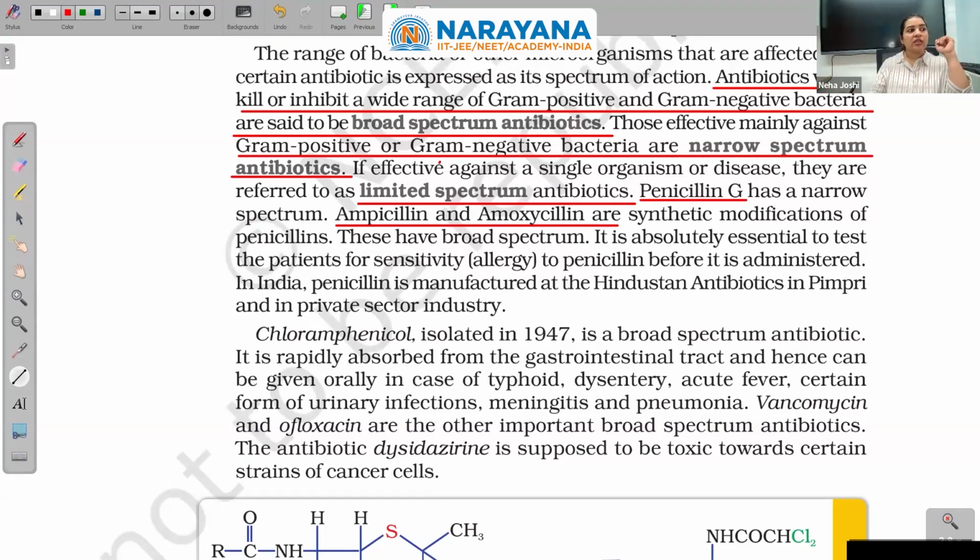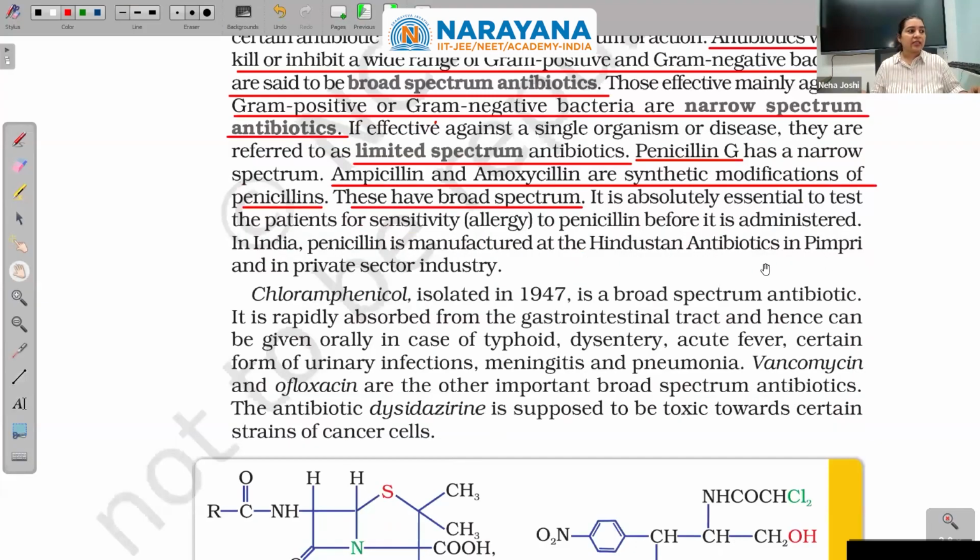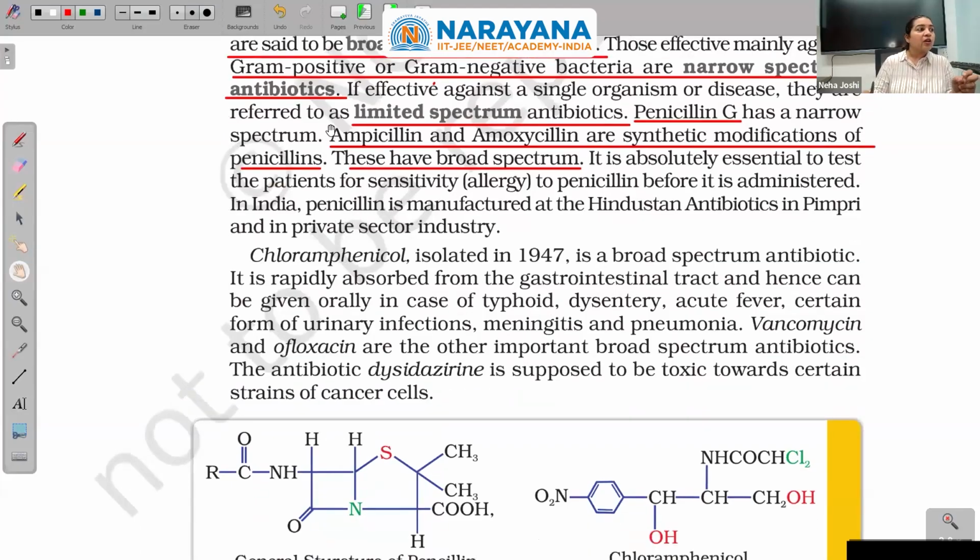Ampicillin and amoxicillin are synthetic modifications of penicillins, and these are broad spectrum. So penicillin G is narrow spectrum. It is absolutely essential to test the patients for sensitivity to penicillin before it is administered. In India, penicillin is manufactured at Hindustan Antibiotics in Pimpri and in a private sector industry. That is not of much importance.